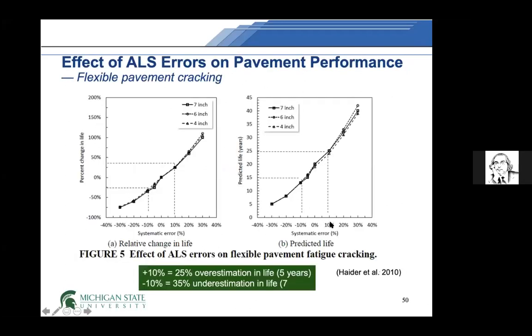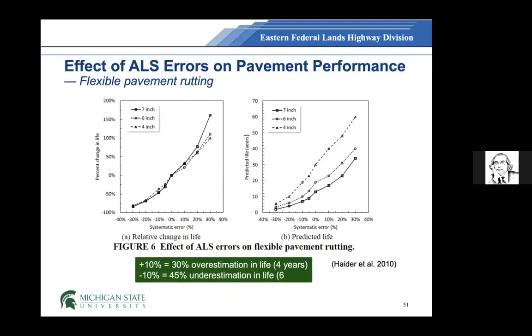So if you have more systematic error, this is for flexible pavements. What we anticipate from the prediction is, if there is a 10% plus bias in your data, you will have 25% overestimation in the life, which translates to about 5 years for flexible pavement. And if you have a negative 10% bias, that will translate to about 7 to 9 years of underestimation in the life based on fatigue cracking.